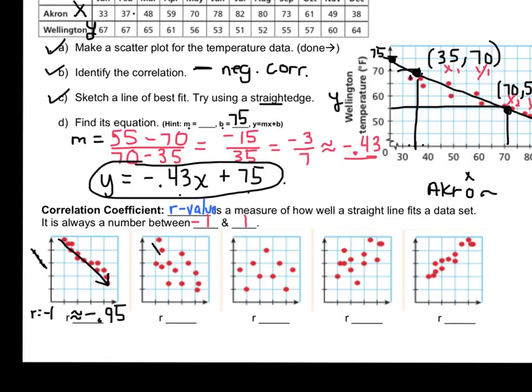These dots are all kind of moving in the downward direction, but they're really spread out. So we would say this had an R value of maybe approximately -0.6. So it's kind of negative, but it's kind of all over the place. This one for sure is all over the place. So when there's no correlation, the R value is 0.